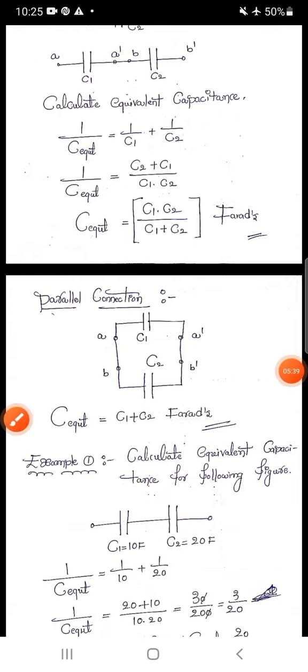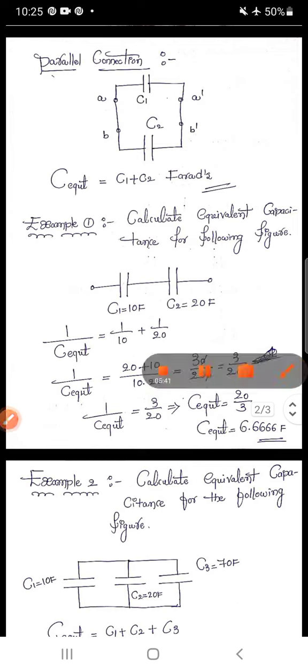Now this is the reciprocal of C equivalent, but what we require is only the equivalent capacitance. So that is the reason why C equivalent is equal to C1 into C2 divided by C1 plus C2. Okay. So this is the formula we are using to calculate the equivalent capacitance when two capacitors are connected in series. Now this is about the series connection.